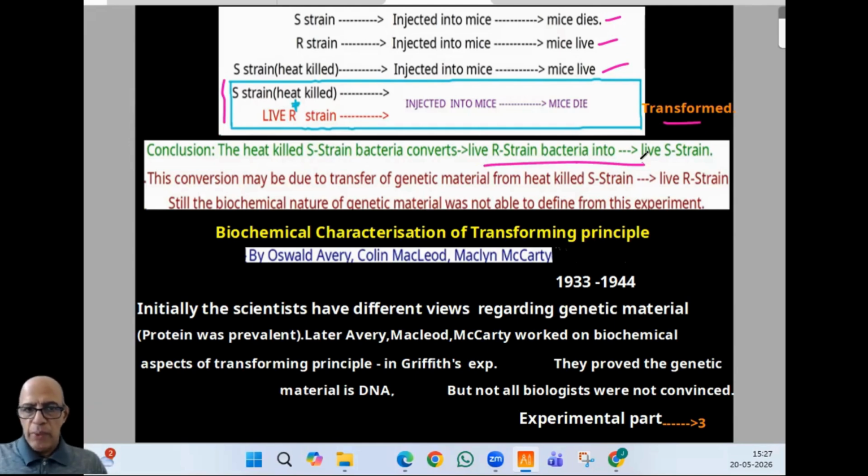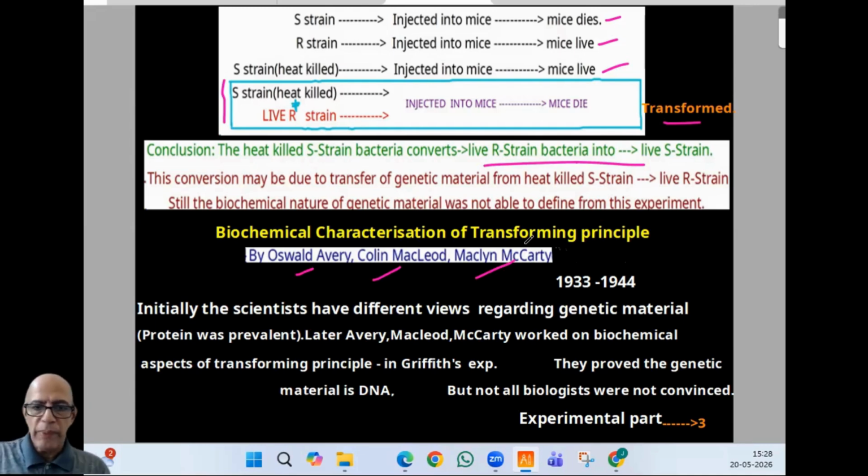So the next step came, biochemical characterization of transforming principle, that is done by 3 scientists, Oswald Avery, Colin MacLeod, Maclyn McCarty, 1933 to 1944. See, initially the scientists had different views regarding genetic material. Some scientists even said that it may be protein, up to that level.